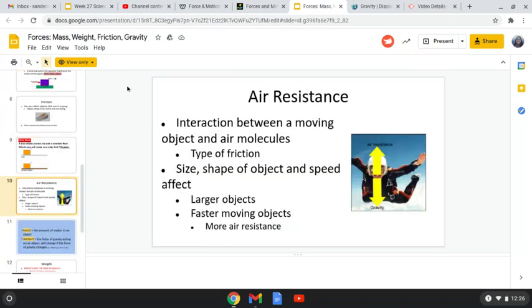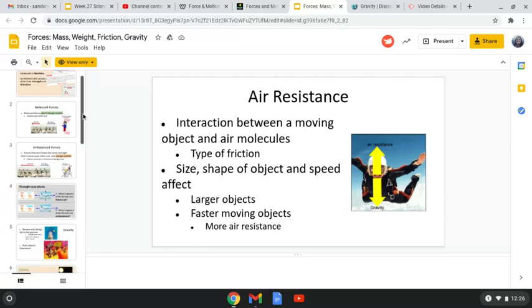I also want to quickly cover air resistance. Air resistance is an interaction between a moving object and air molecules. It's a type of friction. The size and shape of an object, and its speed, impact it. So larger objects and faster moving objects have more air resistance.